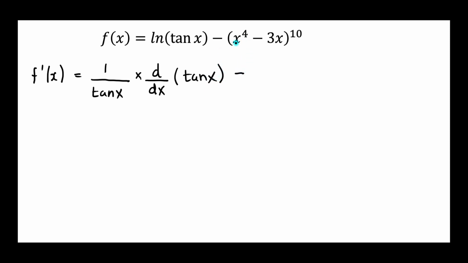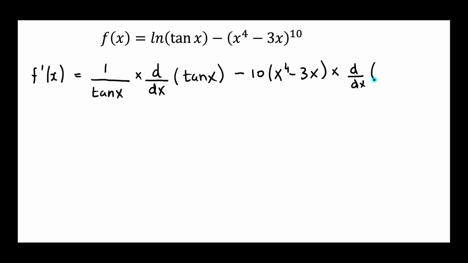subtract. Now I need to differentiate this, so that will be using the power rule, so I'll bring the power down. That will be 10, so that will be x to the 4 minus 3x, so I don't do anything to this at the moment. Then I multiply this by differentiating the inner part.